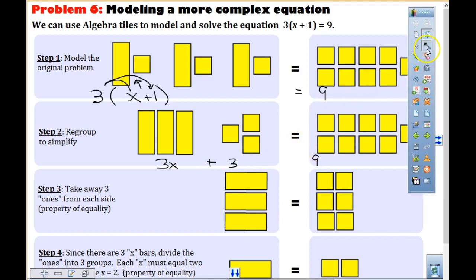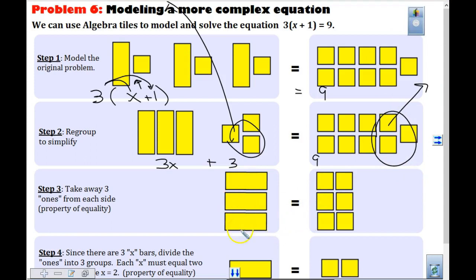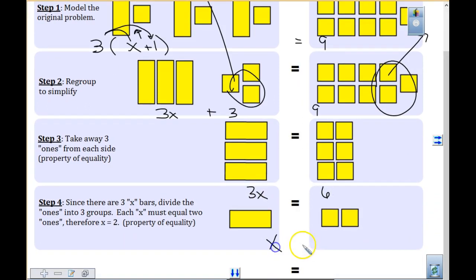And then what did they do next? If you're reading over here, they take away 3 ones. So they take away 3 on this side, remove them, and you take away 3 on this side and remove them. And when you remove those from both sides, you are left with 3x is 6, which means each x was equal to 2.